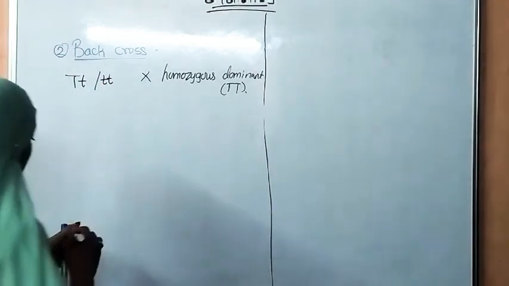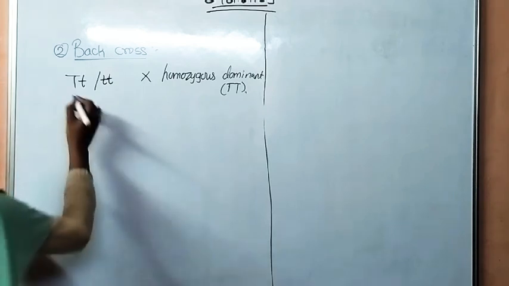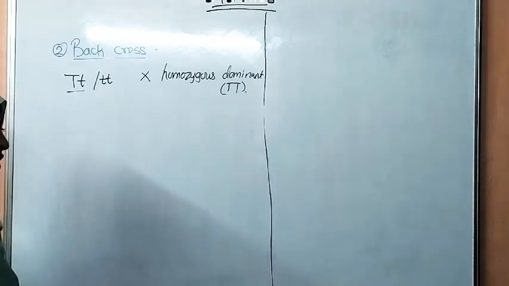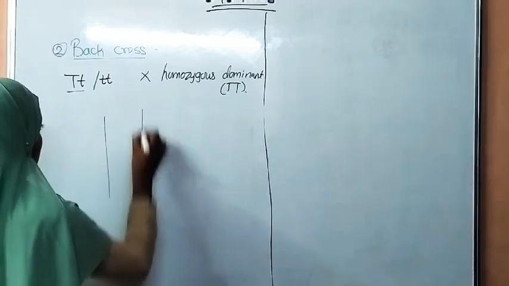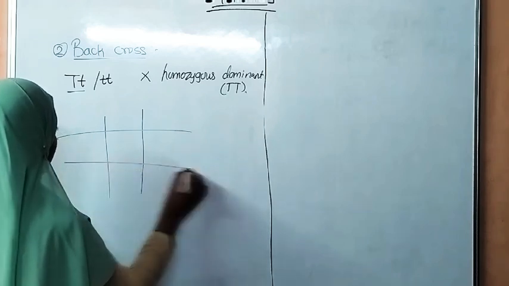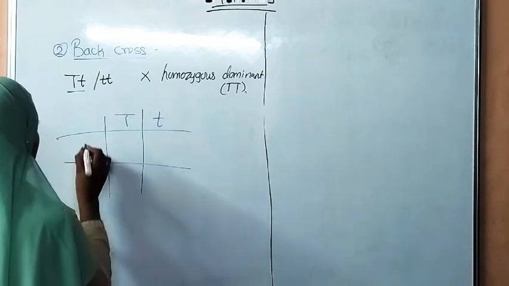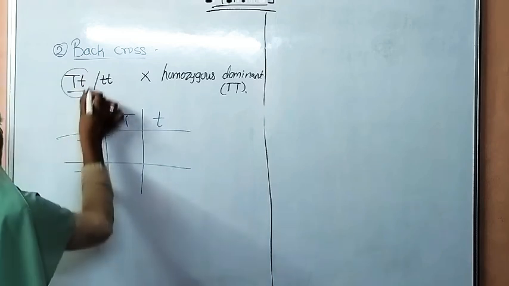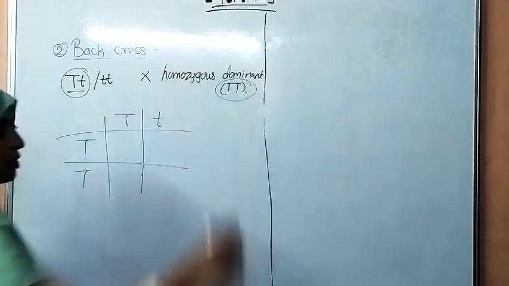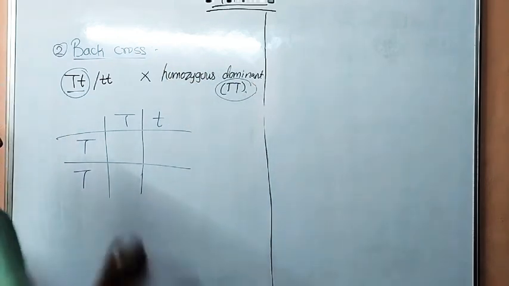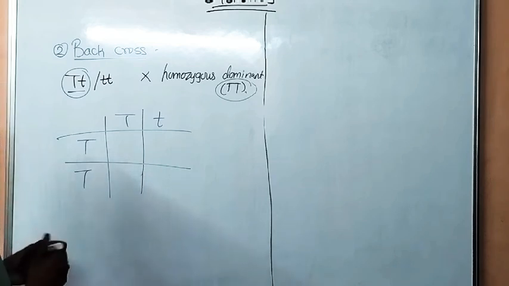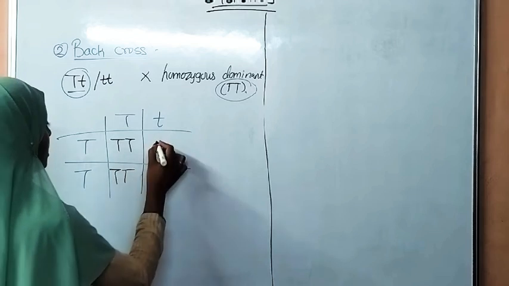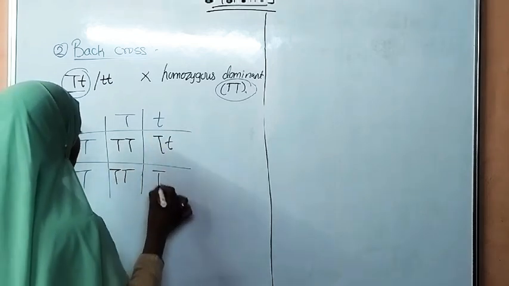Now see here, we are going to take a heterozygous dominant character with a homozygous dominant character. Now we are going to see the possibility of their offspring. Capital T, small t, crosses with capital T, capital T. This character crosses with the homozygous dominant trait. Now see here: capital T, capital T, capital T, capital T, small t, capital T, small t.